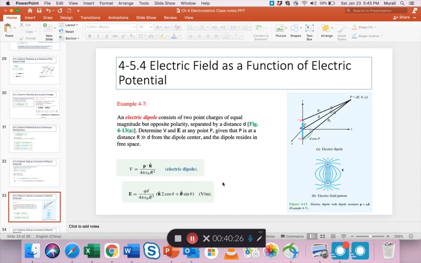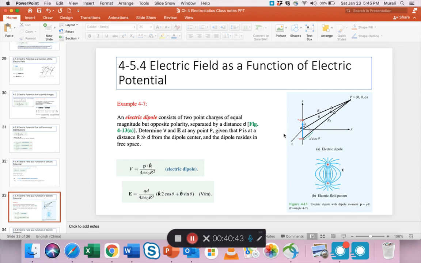Example 4.7 is in your textbook. It's actually where you're deriving a formula and showing some electric lines of force, field pattern. I am not going to spend too much time on this, but please read this yourself.